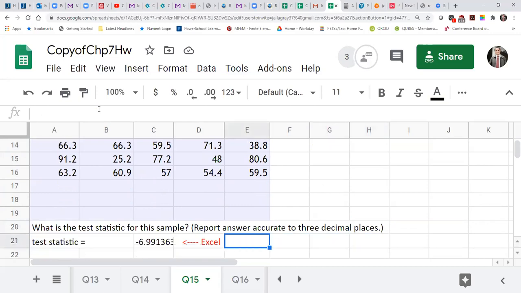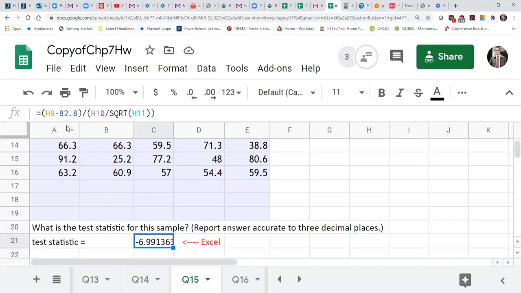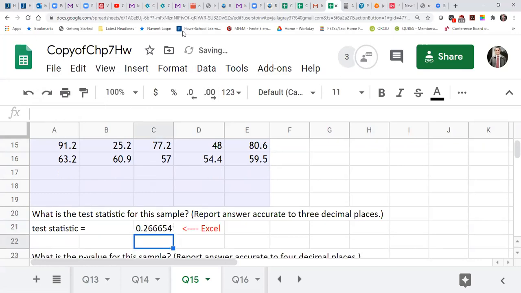Okay. Now you can see here, we already have the number here. We pick from, because this one is the mean, this is the standard deviation, this is the sample size, right? Now you need to change this one here. This is the mu, right? So the mu will be 62.9. Enter. So this will be the test statistics.